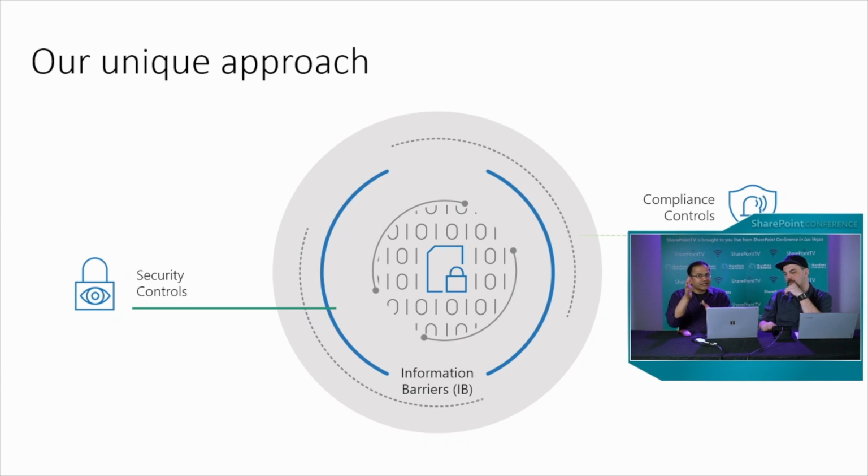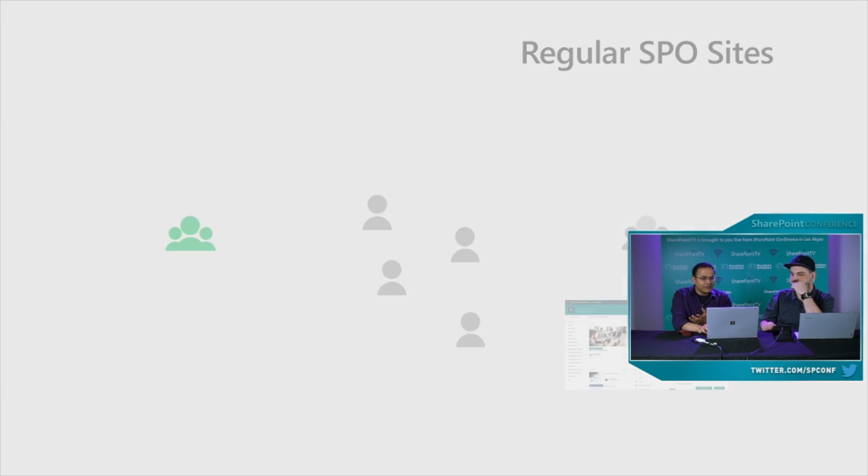So you create a barrier between information belonging to one department, in this case corporate advisory, and the information that belongs to another department, which is investment banking, right? Okay. So you create a barrier between these two sets of users so that they cannot share documents from their respective sites. So, for example, let me explain that in very simple terms.